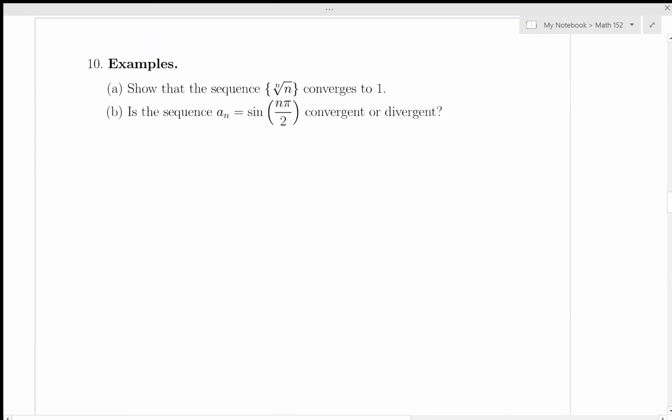So here's 10a. Show that the sequence the nth root of n converges to 1. So we'll do that first. What we're looking at here is the limit as n goes to infinity of the nth root of n. I could rewrite this with slightly different notation. That looks like this. And that is an indeterminate. To me, this looks like infinity to the 0, which is an indeterminate form.